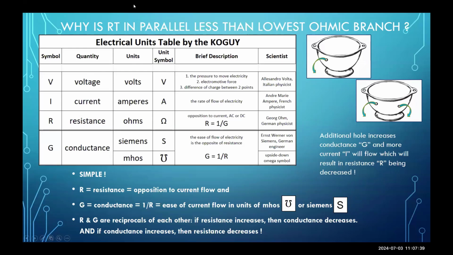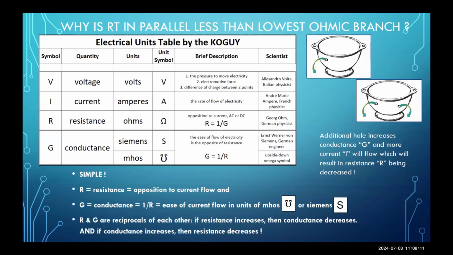So the bullet points at the bottom, simple, explain why RT is less than the lowest ohmic branch. First of all, R is resistance. It is the opposition to current flow. G is the symbol for conductance, and it's equal to 1 divided by R, or the reciprocal of R. And what does G represent? Conductance represents the ease of current flow. In what units? In units of mhos, which is shown with the upside down omega, or Siemens, if you're in Europe, shown by the symbol capital S.